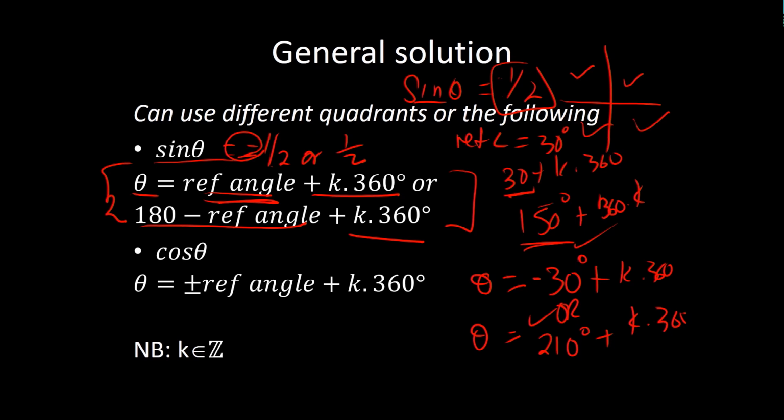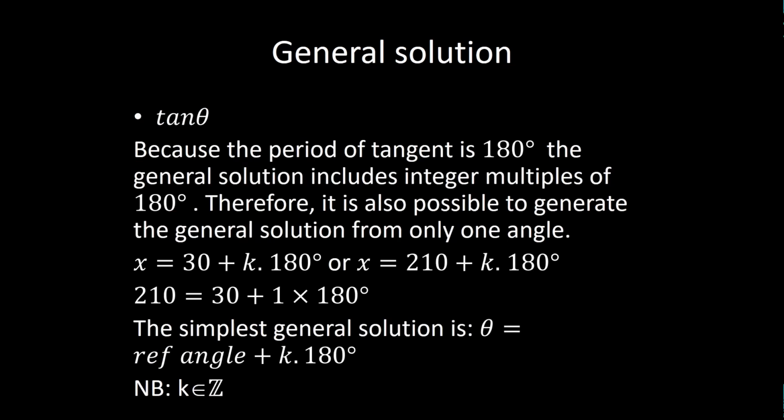So for cos theta, yes, you can use that quadrant method again, or what you can do is say, well, for cos theta, our general solution is just theta is equal to plus or minus the reference angle plus k times 360, and you will get the same answers repeating and repeating, so we don't have to do another separate equation. So for example, if I have cos theta is equal to negative a half, then my answer is going to be theta is equal to plus or minus 60 degrees plus k times 360, k an element of integers.